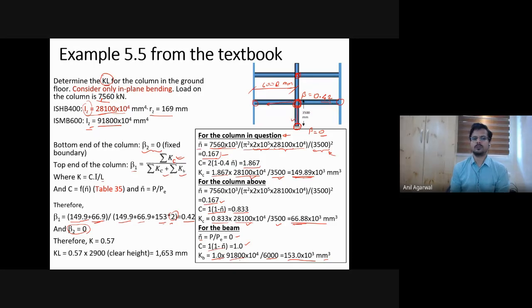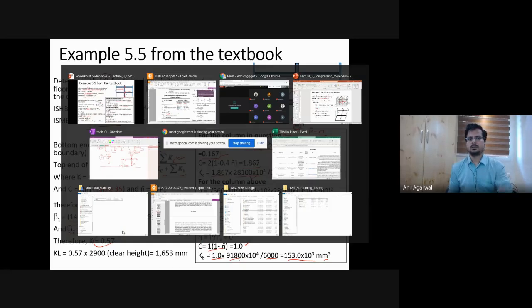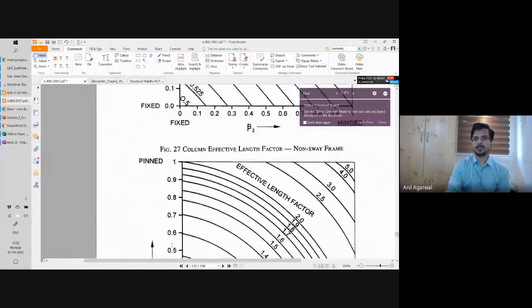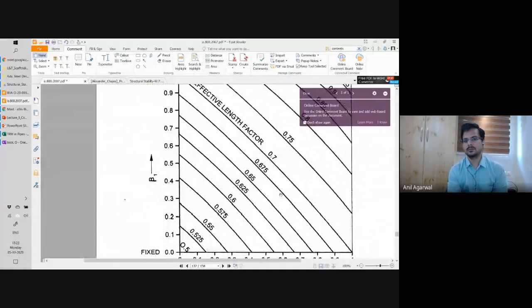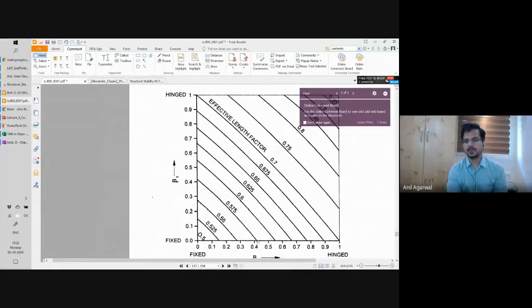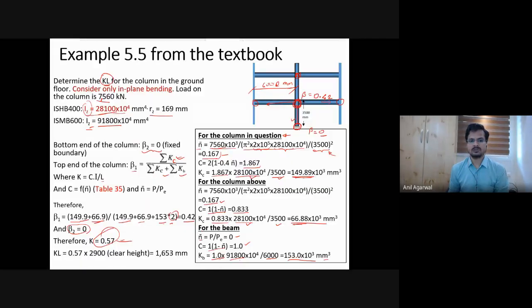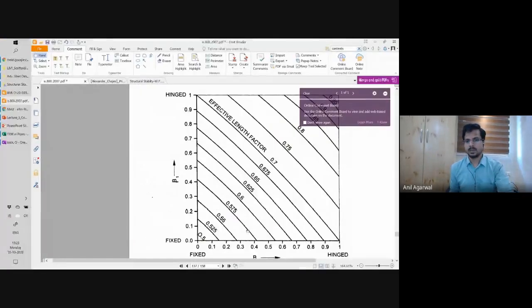Now for 0 and 0.42, I need to get the K value. I'll use this chart. This is the chart for a braced frame or non-sway frame. One side is 0.42, the other one is 0. Okay, so somewhere here the value of K will be more than 0.57 but less than 0.6. So you can say 0.58 or so. You have taken it as 0.57. You can take it as 0.58 or something. Hardly matters.